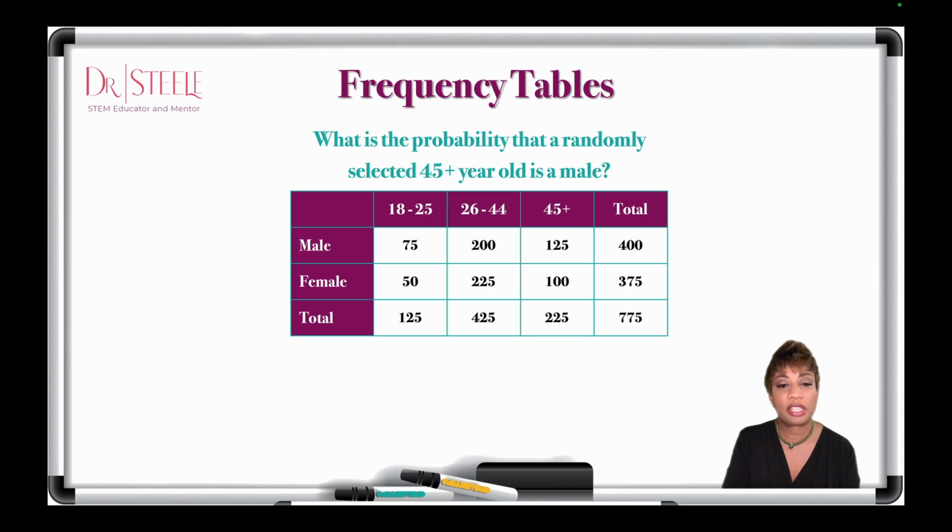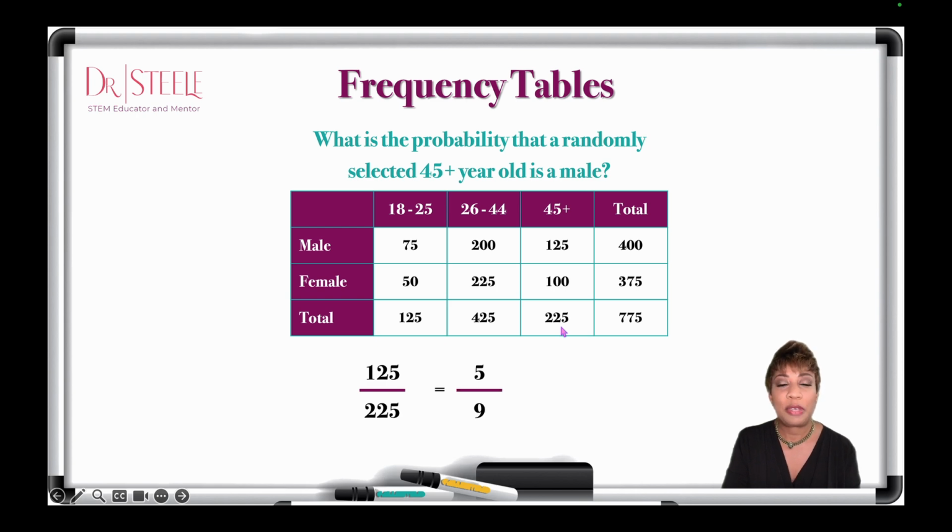Let's look at another frequency table. What is the probability that a randomly selected 45-year-old is a male? So for this one, we're only looking at 45 or older. So we're only looking at this column here, right? And so we have 125 males out of a total of 225 that are 45 or above.